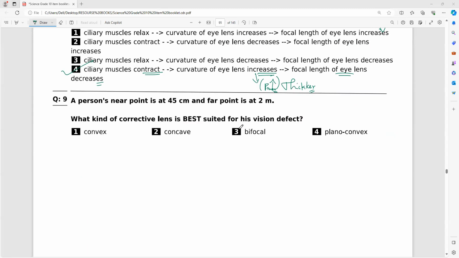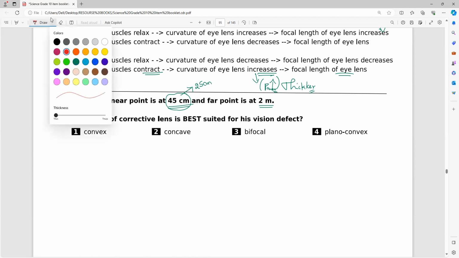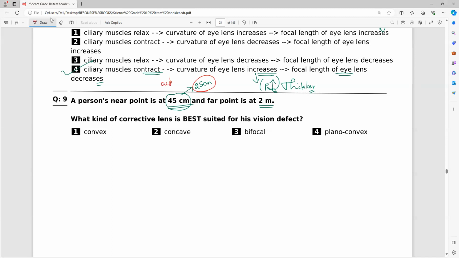A person's near point is at 45 centimeters and far point is 2 meters. What is the actual near point? 25 centimeters. What is the actual far point? Infinity. Now, this person is suffering from both defects.